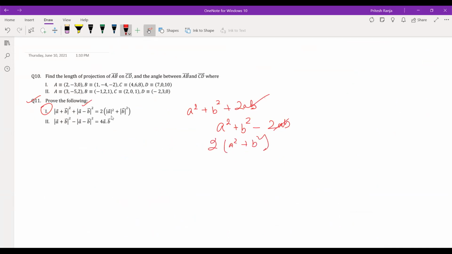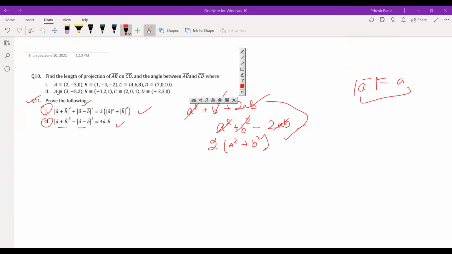They have just written in terms of magnitude. We have learned that this is equal to this. Both are representing magnitude. So number 1 is done. Number 2 also you can do. Here you have to just subtract. So if you subtract, they will get cut and they will get added up. Okay, number 11 is done. Number 11, that is simple. It's same as what we did.